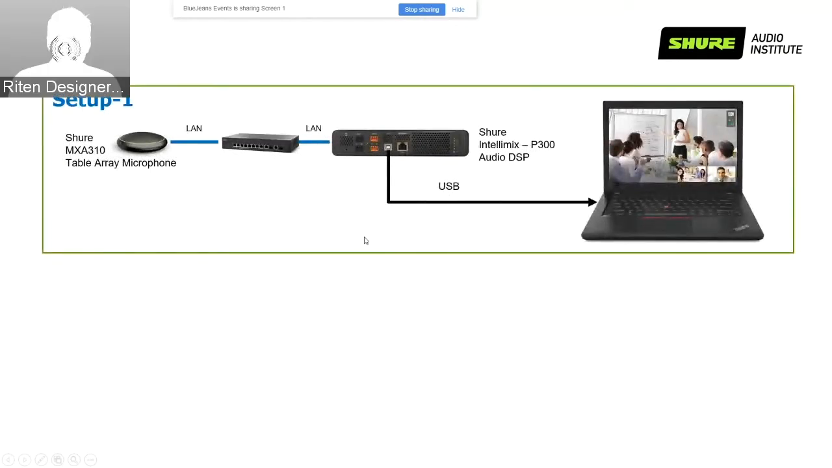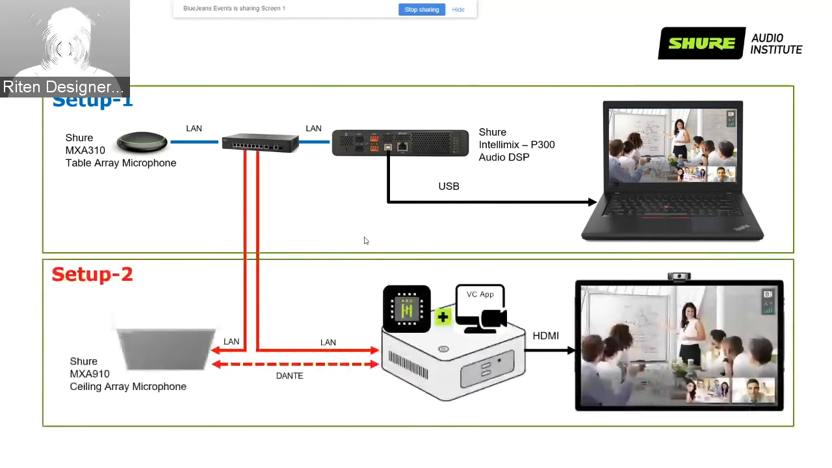So the setup one is with our MXA310 table array microphone. The Dante audio from the 310 is going to go to our IntelliMix P300 DSP. And the P300 DSP has a USB connection to connect with the laptop. So that's going to be the first setup. The second setup is this one.